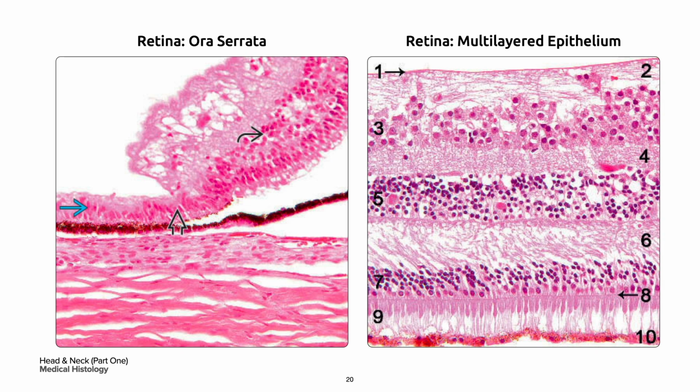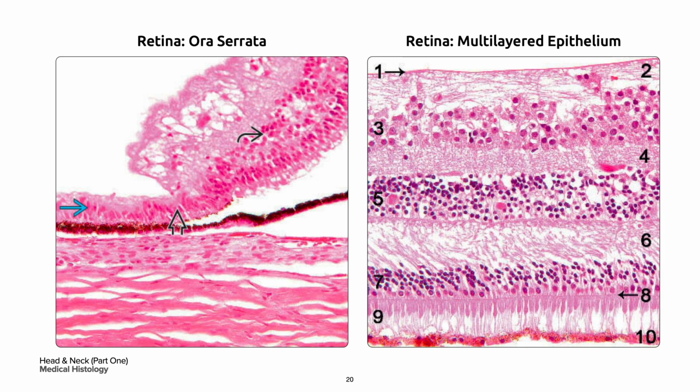On your left is the ora serrata in bold black arrow, which is the anterior termination of the retina. The neurosensory retina in curved black arrow is contiguous with the non-pigmented ciliary epithelium in single blue arrow. The 10 retinal layers on your right are as follows.